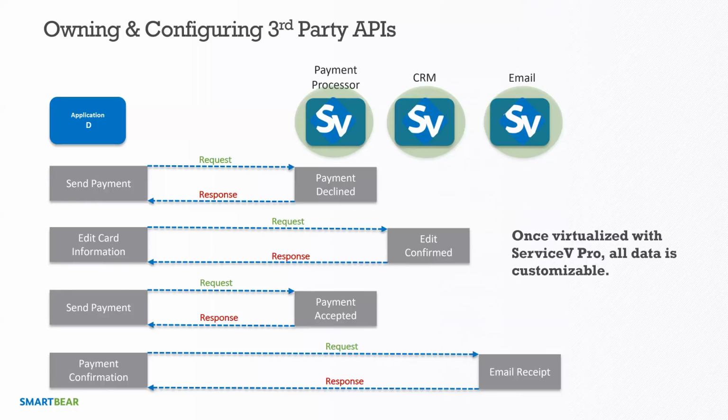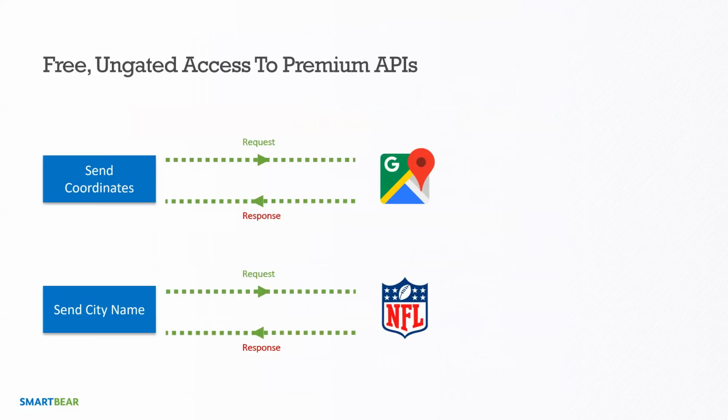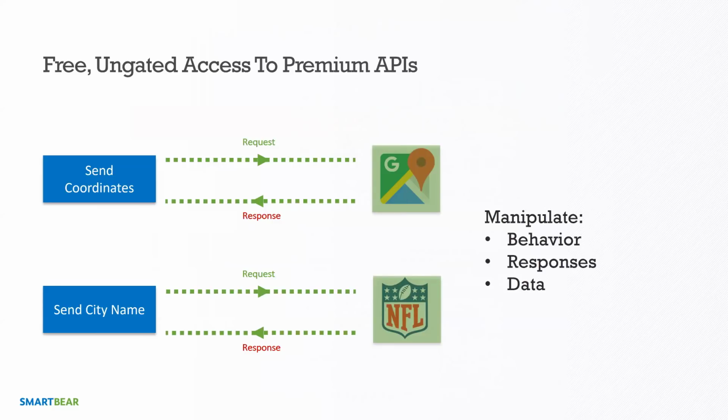And then lastly is free, ungated access to premium APIs. So this is where we're going to cut down on cost. We're really going to shrink our testing bill, because we're going to be able to virtualize these APIs and then use them before production, testing and development with live behavior, responses, all data, all of those things can be live. So we don't have to pay Google Maps. We don't have to pay expensive APIs. This one here, let's just say sports data coming back, is a little expensive to actually get.